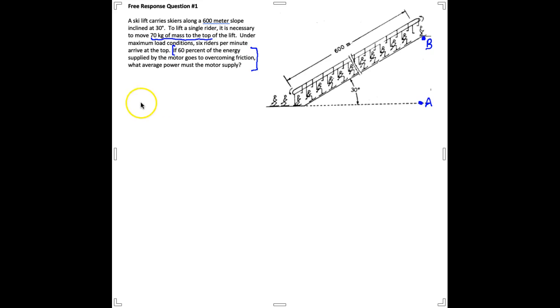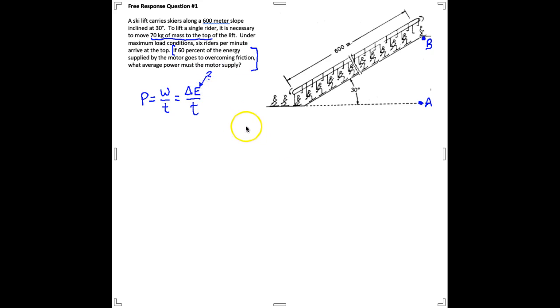And power, by definition, is the rate at which work is done. So I could write it as work over time. And we know that work is the same thing as a change in energy. So whatever gravitational potential energy has changed, I can divide it by the amount of time it takes to do that in seconds, and I'll have the answer to my problem. So I need to first answer, how much did the energy change?